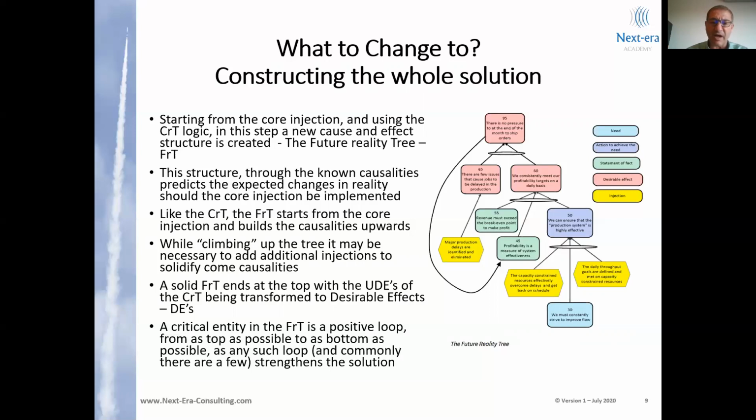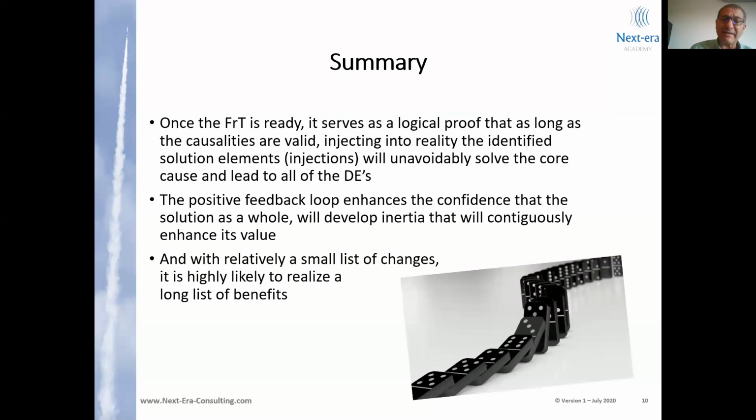One of the interesting outcomes is that when we get to the top of the tree, oftentimes you will see this positive feedback loop, which I mentioned in the previous slide. So you can see it in this picture over here, coming from the top to the bottom, substantiating the solution, making sure that with time, more and more of the positive improvement into the undesirable effects, converting to desirable effects, will continue to accumulate. And when we build a future reality tree, we are definitely searching for those entities, for those feedback loops. So this is basically building all the solution.